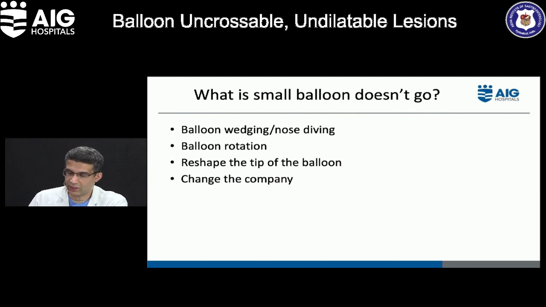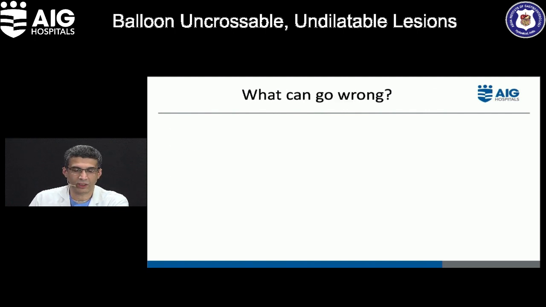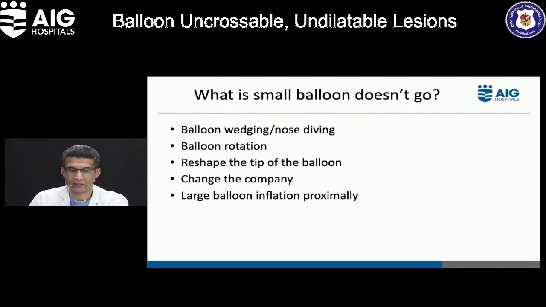If Ringen Plus is not going, probably you'll use a Sapphire or a Nick Nano. Just change the company and see if it works. Sometimes you try to dilate with a large balloon proximally. So again, the tears which occur because of the proximal inflation can extend distally and then again facilitate the small balloon crossing.